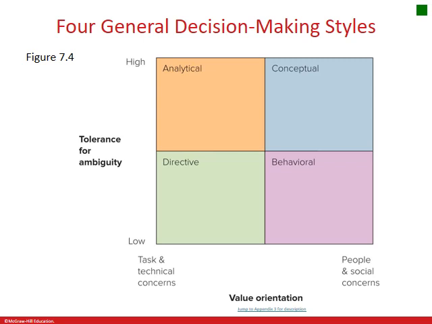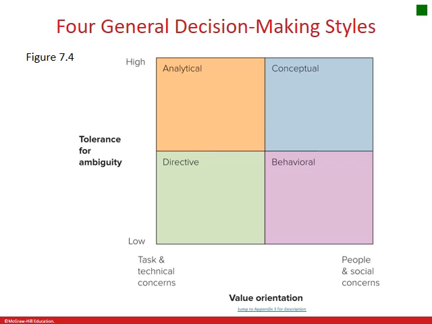Figure 7.4 shows the 4 general decision-making styles. When looking at this grid, you can see that on the X and Y axes we have plotted tolerance for ambiguity as well as value orientation. If you are analytical, you have a high tolerance for ambiguity and your orientation tends to be towards task and technical concerns. If you are a directive decision-making style, you have a low tolerance for ambiguity as well as a task and technical value orientation.